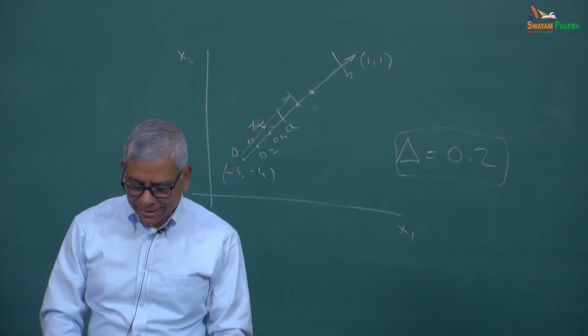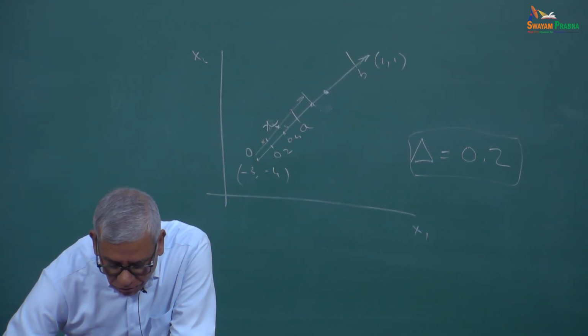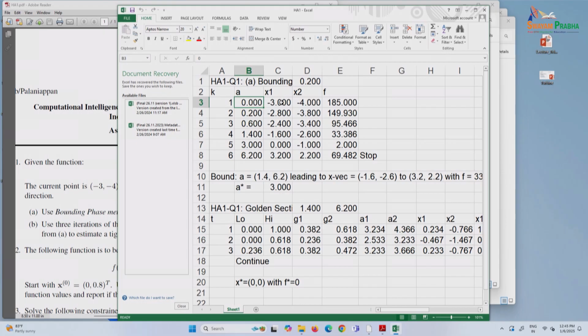If you go to Excel, you see I've got 0 and the corresponding x1, x2 along that direction, which is -3, -4, and then the corresponding function value. I've coded the function value, and it comes from x1, x2: x1 squared minus x2, whole squared, plus x2 squared. That's the objective function. I've coded it and I get the value here.